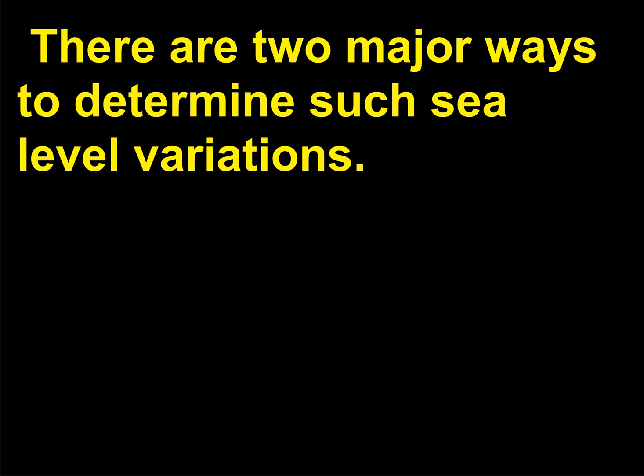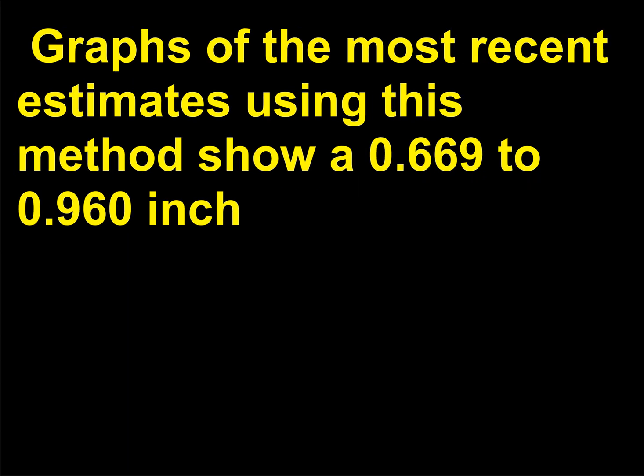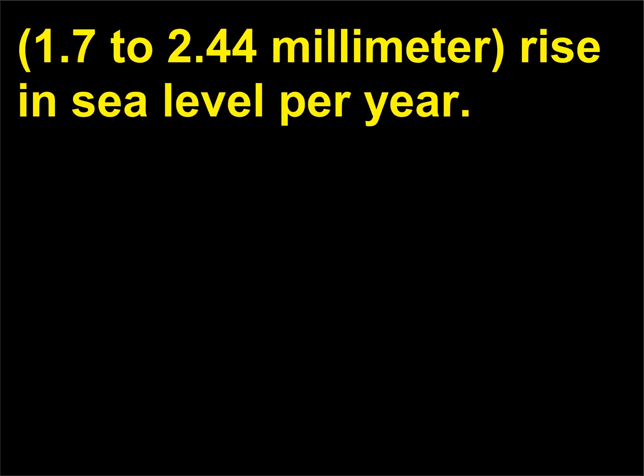There are two major ways to determine such sea level variations. The first estimates sea level changes using tide gauge measurements, mathematically averaging the numbers. Graphs of the most recent estimates using this method show a 0.669 to 0.960 inch, 1.7 to 2.44 mm, rise in sea level per year.